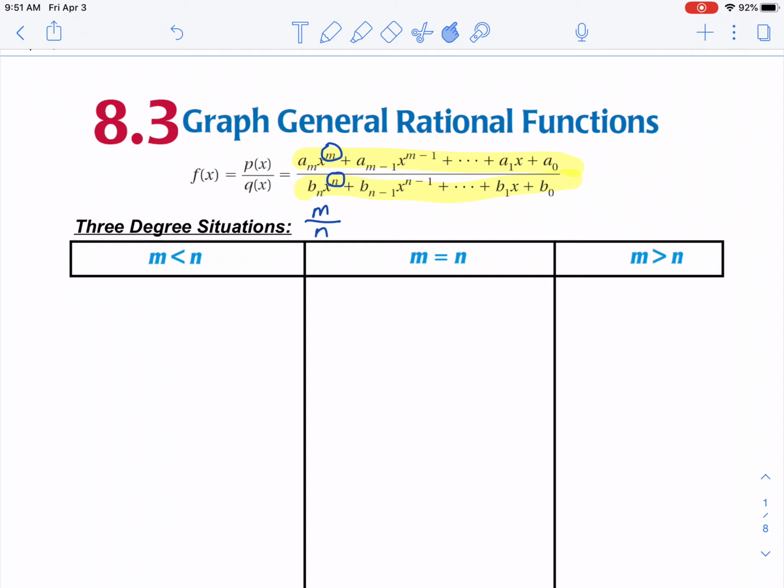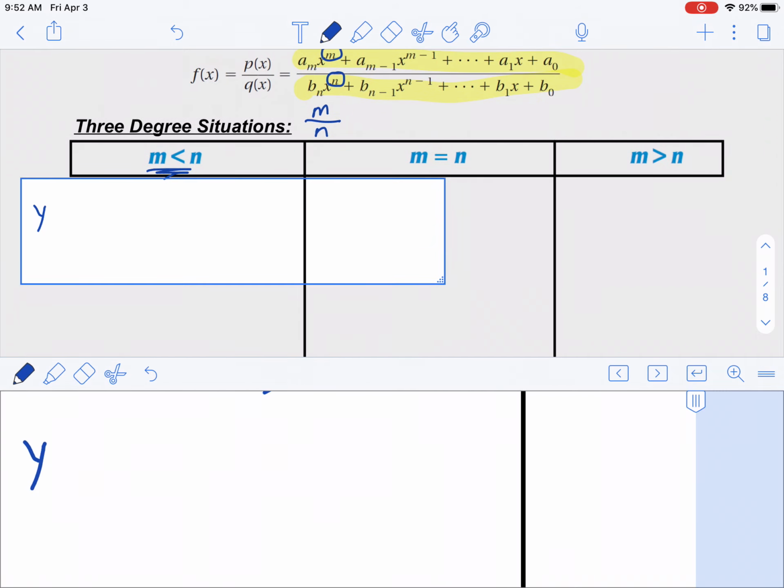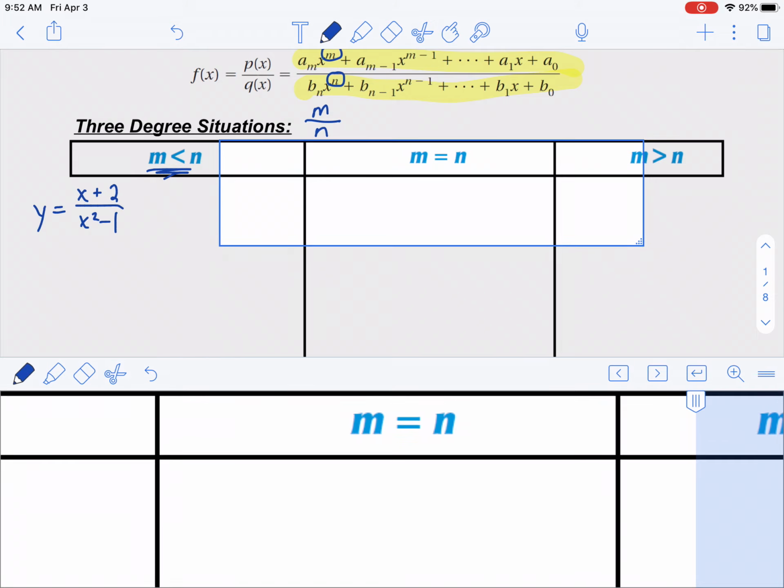And when we have equations that are fractions like this, we can have three different situations. One is where the degree of the numerator is less than the denominator, so m is less than n. An example of that would be y equals x plus 2 over x squared minus 1. That's a case where the degree in the numerator is 1, the degree in the denominator is 2, so m is less than n here, so that is our first situation.